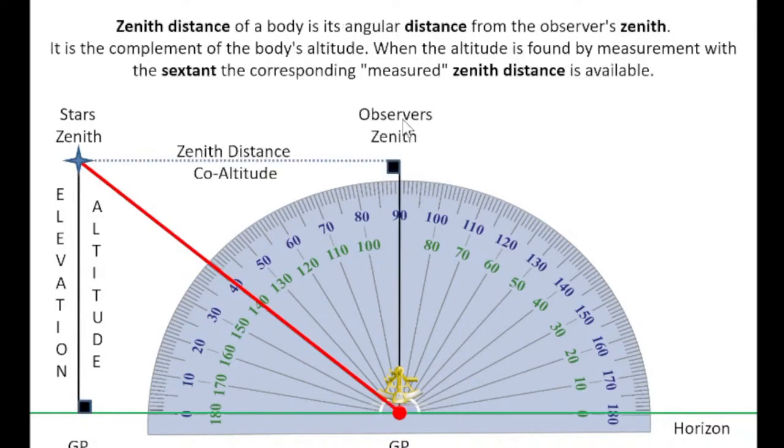Zenith distance. This is key because the sextant doesn't measure zenith distance. It's a complement of the first measurement, the angle. Zenith distance of a body is the angular distance from the observer's zenith. It's the complement of the body's altitude. When the altitude is found by measurement with the sextant, the corresponding zenith distance becomes available, as you can see there with the blue dotted line. That is the radius from the GP of the sun or star to you. That is in nautical miles. Next slide.